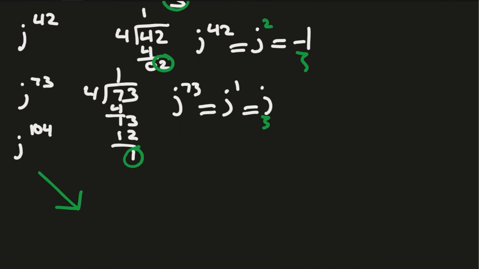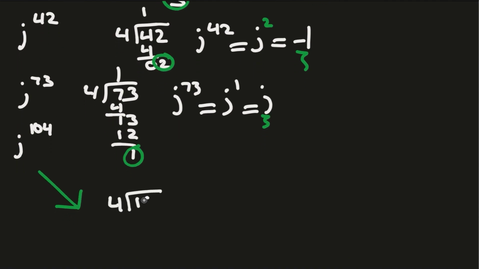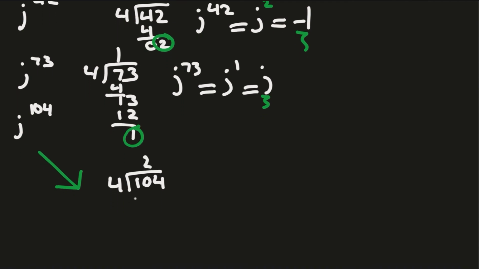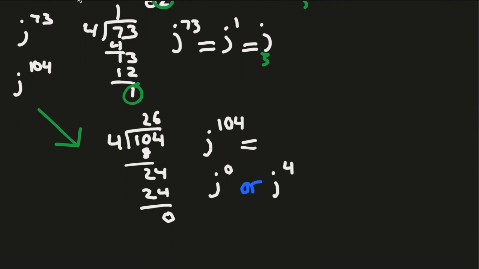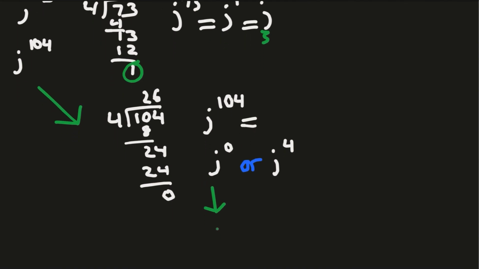And finally, I to the power of 104. 4 into 104. So 2, 8, 2, 24, 6, 24, and our remainder is 0. This means two things. I to the power of 104 is equal to I to the power of 0, or as we better know it, I to the power of 4. So, why is this? I to the power of 0, we know that any number to the power of 0 is simply 1. We also know that I to the power of 4 is simply 1. So at the end of the day, regardless of which one you use, you can say that this is equal to 1.